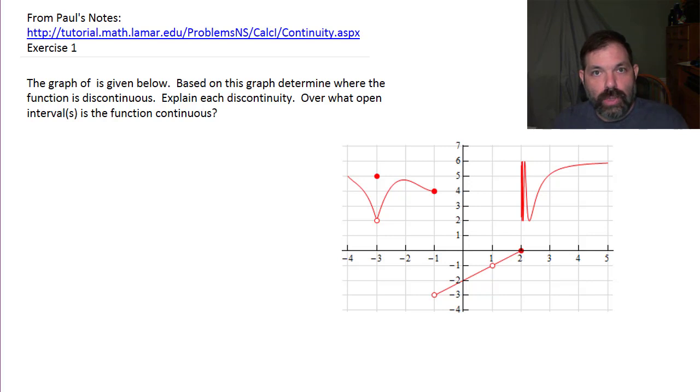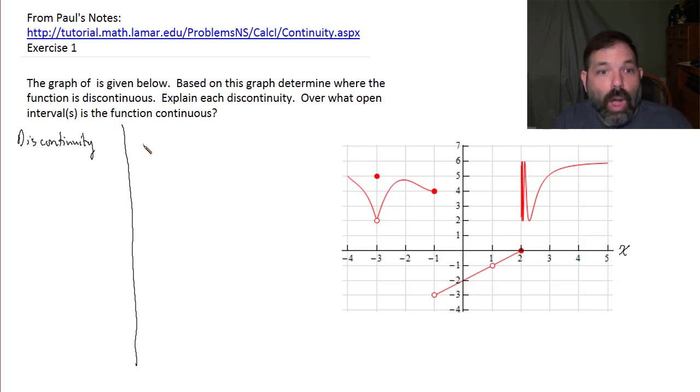All right, so again, intuition. If we were to graph this, if we were to move from left to right, where would we have to pick up our pencil? I see 4 places where I would have to pick up my pencil to draw this function. So where is it discontinuous? Let's just assume that this is the x-axis. We have a discontinuity. And then let's explain why it is discontinuous at each of those.